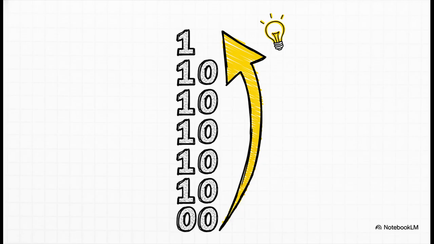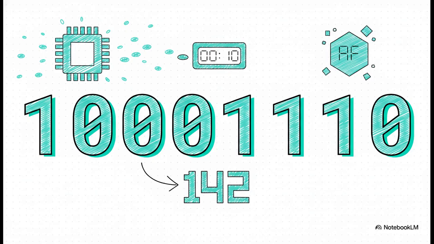Seriously. Once you have that list of remainders, you do not read them from the top down. To get the right binary number, you must read the remainders from the bottom all the way to the top. And if you do that correctly for the number 142, reading from the bottom up, you get this 8-bit binary number: 1001110. And that, my friends, is how a computer would actually store the number 142.